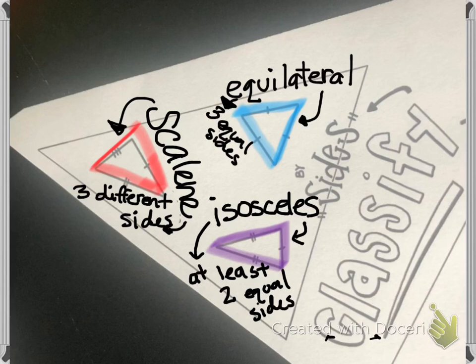Alright, so once again, to recap, we have an isosceles triangle that's in purple. It needs to have 2 sides that are the same. A scalene is going to be our red triangle where all 3 sides are different. And then we have our equilateral, right? So it sounds like equal, all of the parts are equal, meaning all 3 sides are equal.